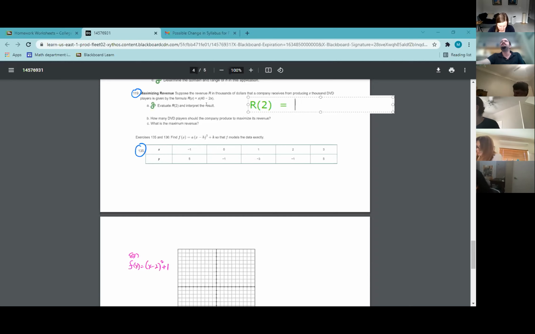You said 119, teacher, right? Yeah, 119 part A. So if I evaluate R of 2, what is that telling me? You want to plug your 2 into the function. Yeah, we want to put it in the function. So if I put 2 in that function, first thing in mind, I should put a 2 instead of an X, right? And I do 40 minus what? 2 times X? Yeah, it should be 2. So it should be 40 minus what? 2 times 2 in the parentheses?